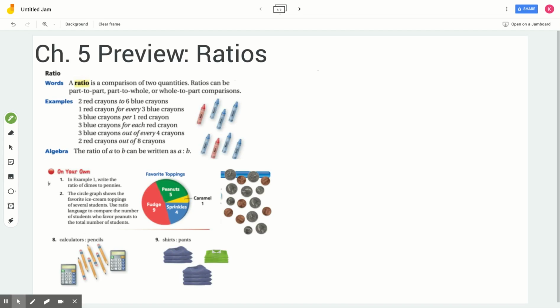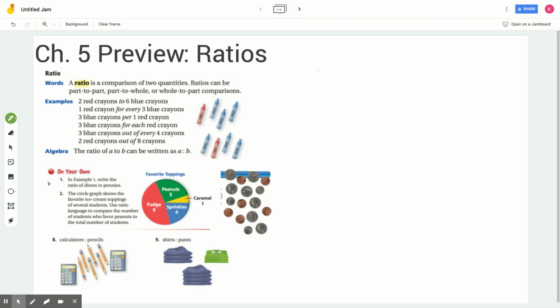Today we're going to be talking about the Chapter 5 preview lesson on ratios. So a ratio is a comparison of two quantities. Ratios can be part to whole, or whole to part comparisons. So those are how we can compare things.